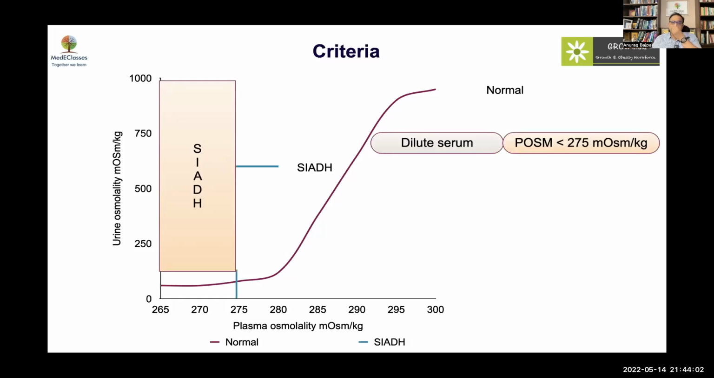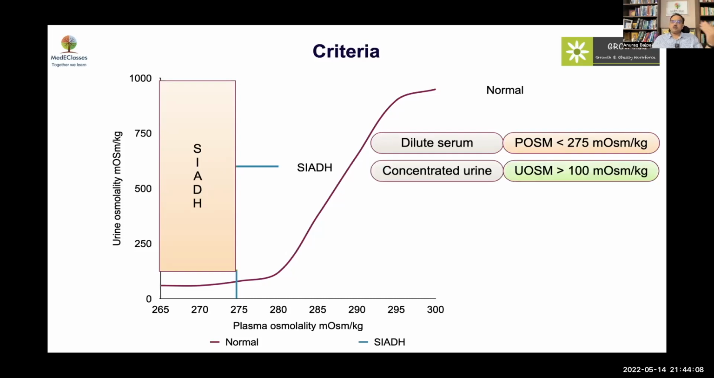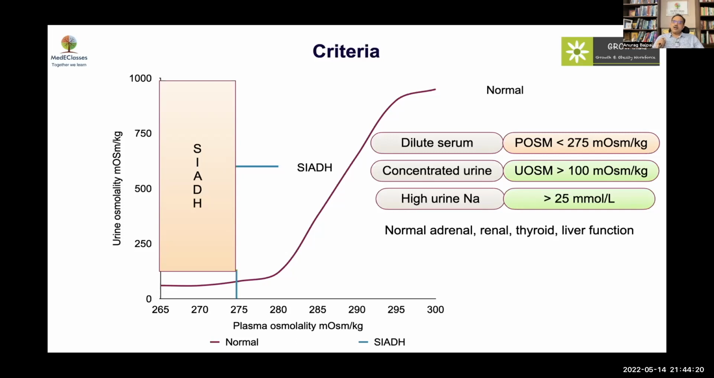If we talk more in perspective of actual numbers, if your serum is dilute, sodium is less than 135 and osmolality is less than 275, urine osmolality is more than 100 or urinary sodium is more than 25, you have SIADH. But remember, SIADH is a diagnosis of exclusion. If somebody has an adrenal problem, a renal problem, a thyroid or a liver problem, they may also have a falsely diagnosis of SIADH. So all this has to be excluded before you diagnose SIADH.